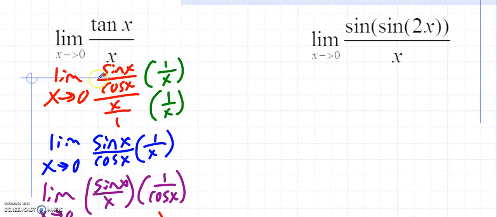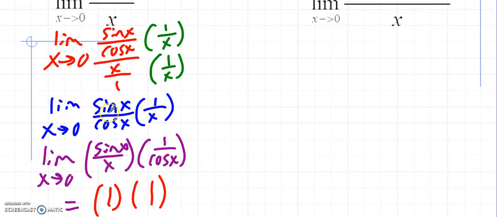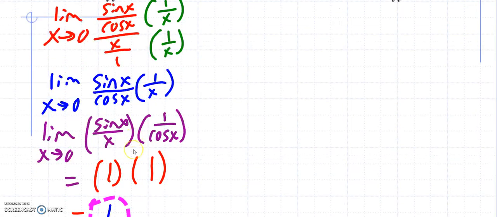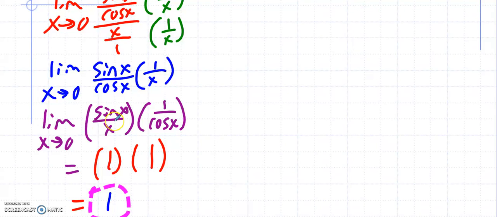So back to what we did here. Limit as x goes to 0 of sine of x over cosine of x over 1. Multiply the numerator and denominator by the reciprocal of the denominator. So this becomes the limit as x goes to 0 of sine of x over cosine of x times 1 over x. Now, again, as I did before, I grouped the products and quotients in the groupings that I liked that are going to help me. So I rewrote this as the limit as x goes to 0 of sine of x over x times 1 over cosine of x.